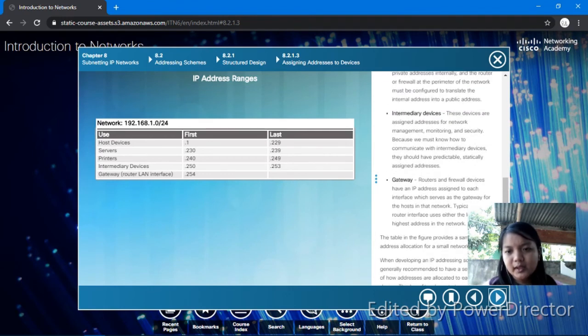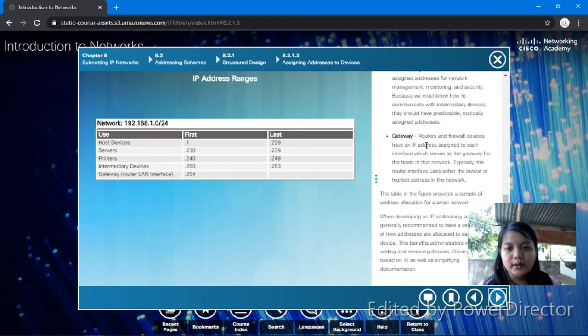Intermediary devices. These devices are assigned addresses for network management, monitoring, and security. That's the role of the intermediary devices. The gateway, routers, and firewall devices have an IP address assigned which serves as the default gateway for the hosts in that network. So the gateway is the IP address of the intermediate device for the host networks to use as the default gateway.